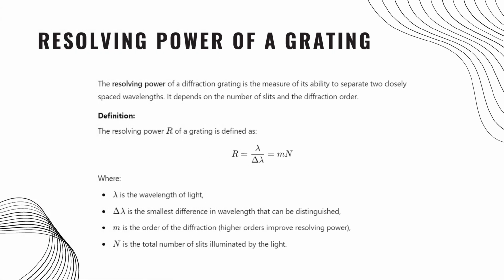The resolving power of a diffraction grating is the measure of its ability to separate two closely spaced wavelengths. It depends on the number of slits and the diffraction order. The resolving power R of a grating is given by R equals lambda divided by delta lambda, which is equal to mN, where lambda is the wavelength of light being analyzed, and delta lambda is the smallest difference in wavelength that can be distinguished. m is the order of the diffraction. Higher orders improve resolving power. N is the total number of slits illuminated by the light.